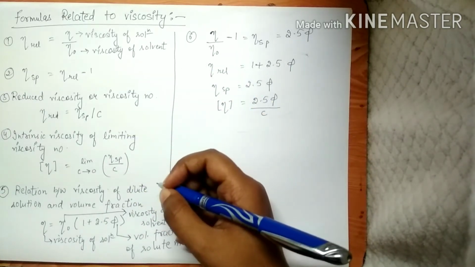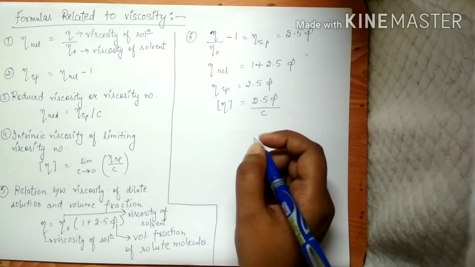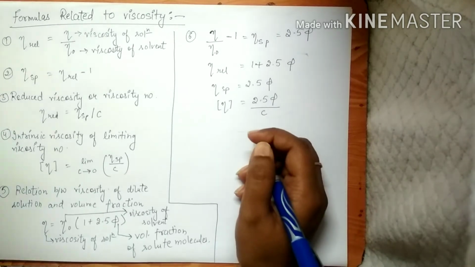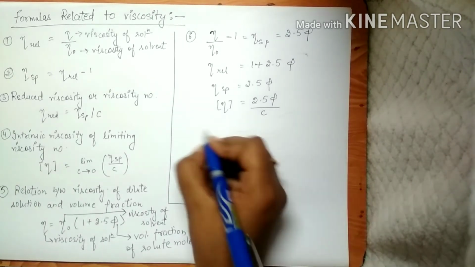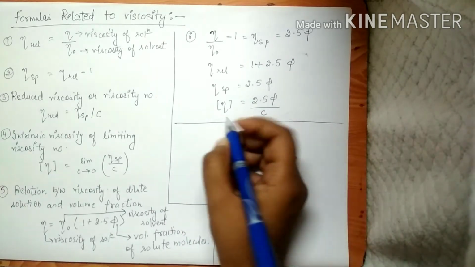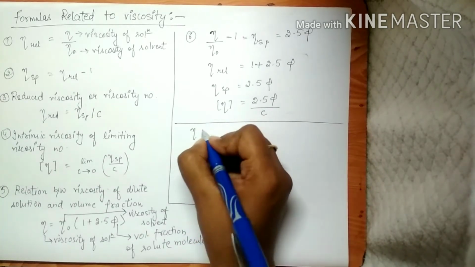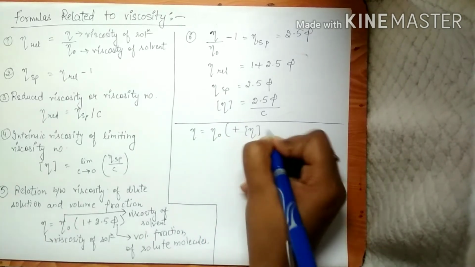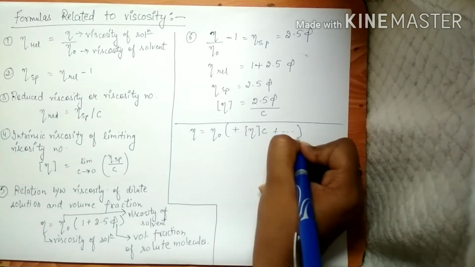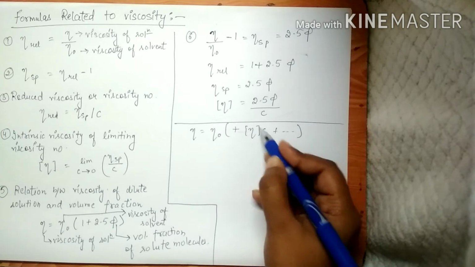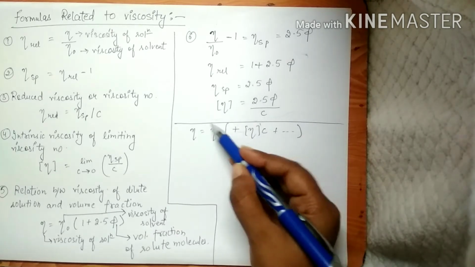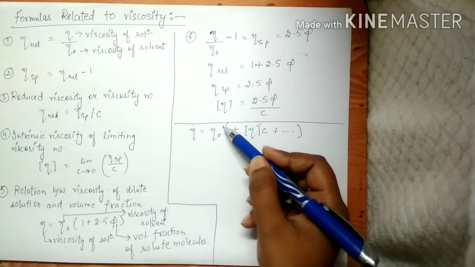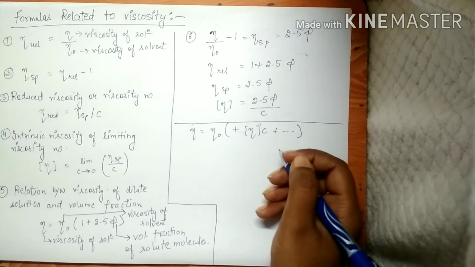Okay, so now we are going to study about viscometry. These are some of the formulas related to your viscosity. So for viscometry we have a standard equation, from here we are going to start the viscometry. We have a standard equation, that is eta is equal to eta naught into 1 plus eta into c plus so on. This is again your intrinsic viscosity or limiting viscosity number. Eta is your viscosity of solution and eta naught is your viscosity of solvent. C is the concentration.